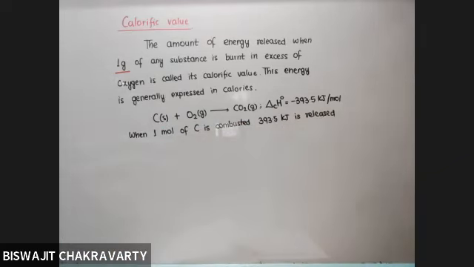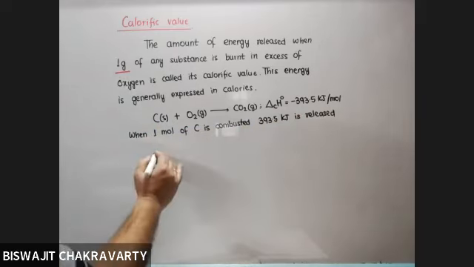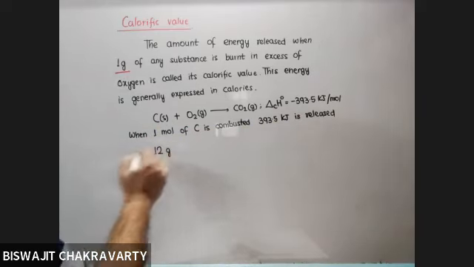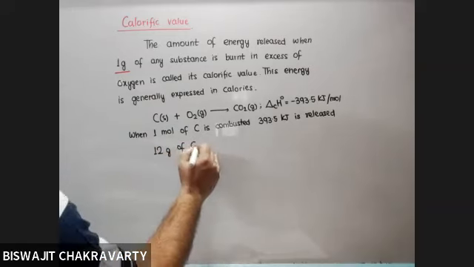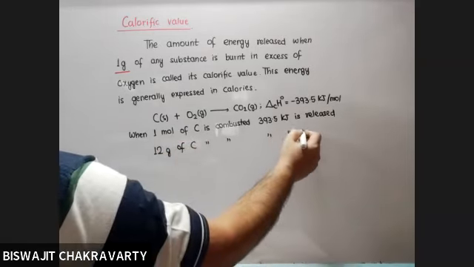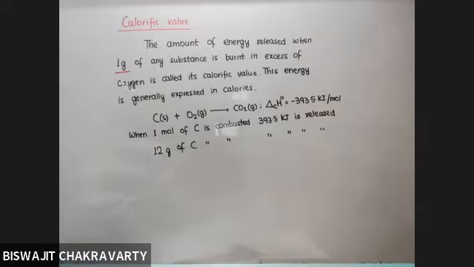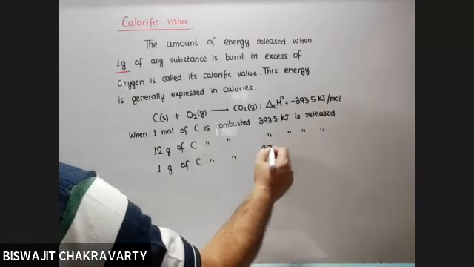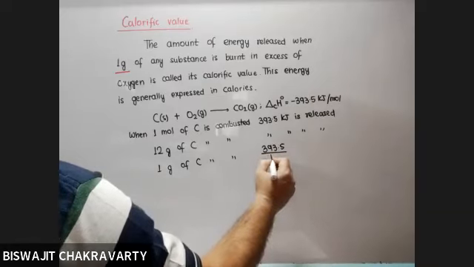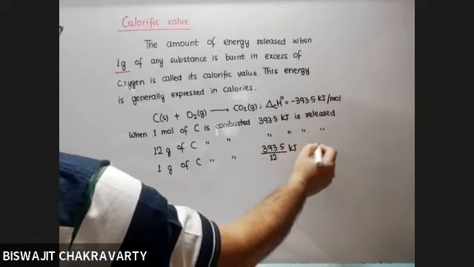Okay, so when 1 mole of carbon is combusted, 393.5 kilojoules is released. Instead of 1 mole, we can also write 12 gram, because for carbon, 1 mole is equal to 12 gram. So when 12 gram of carbon is combusted, 393.5 kilojoules is released. So when 1 gram of carbon is combusted, 393.5 by 12 kilojoules is released.